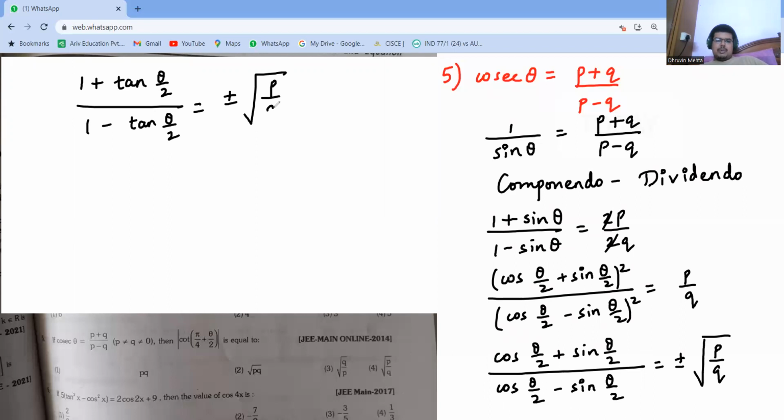Do you guys remember which formula this is? 1 plus tan upon 1 minus tan. What are you saying, Aarush? It has squares, tan square? It was tan square. This is a direct formula. If you know, it is tan of pi by 4 plus theta by 2.